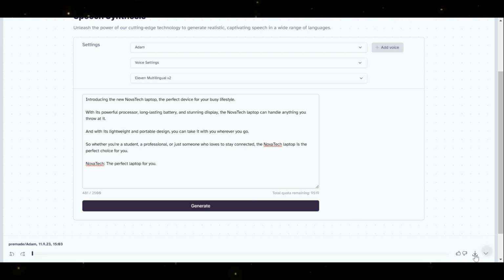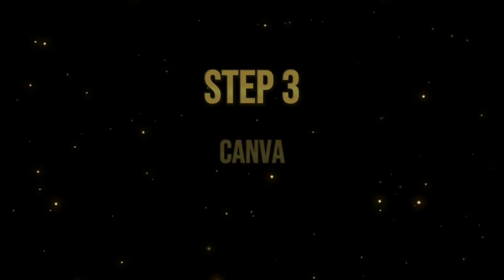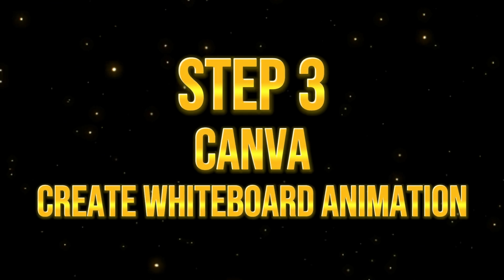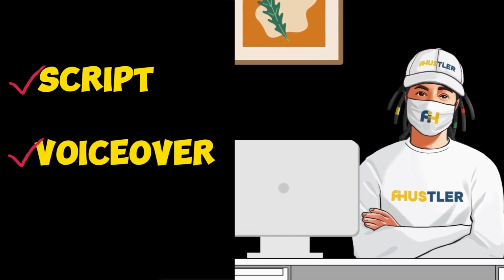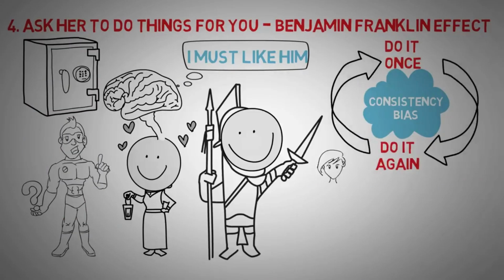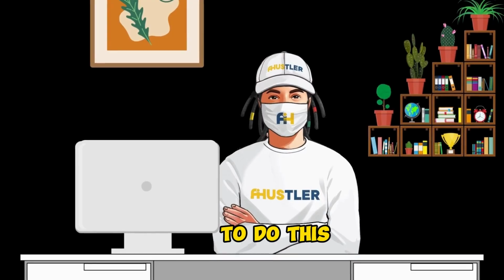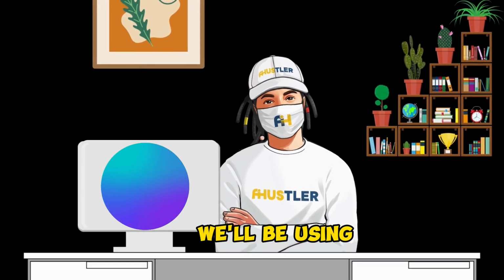Great. Now, let's save the voiceover we've generated by hitting this download button. Step 3. Create your whiteboard animation using Canva. Now that you have your fantastic script and voiceover ready, the next step is to create the whiteboard animation video. To do this, we'll be using Canva AI.